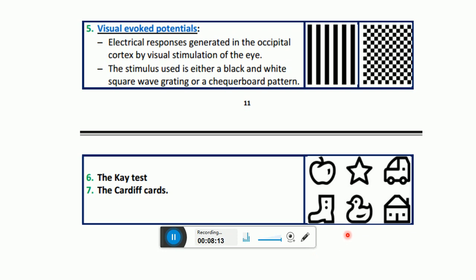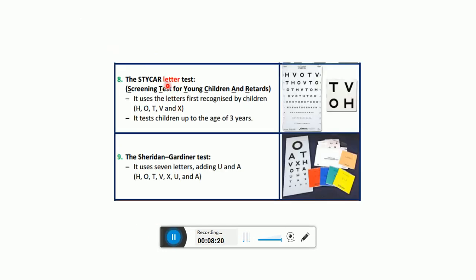The Cardiff cards also use pictures. The Stycar letter tests use the letters first recognized by children, which are H, O, T, V, X, to test children up to the age of approximately 3 years. The Sheridan-Gardiner test uses 7 letters, adding U and A.